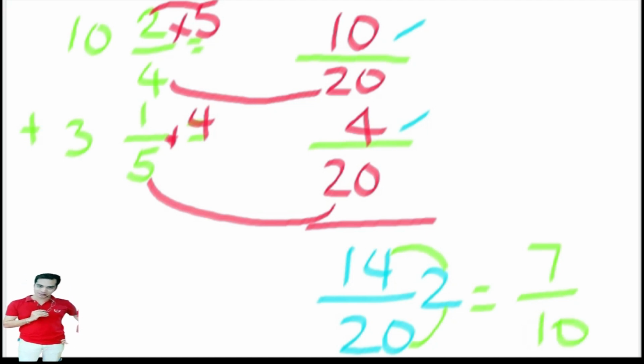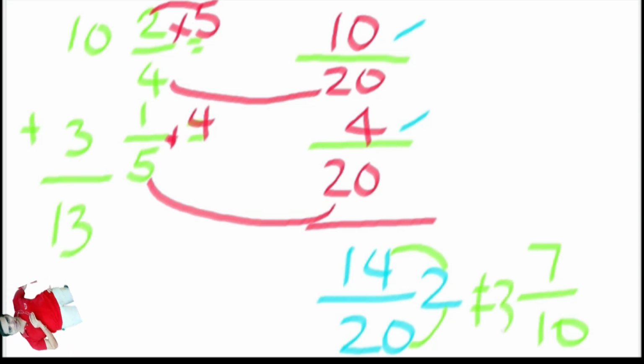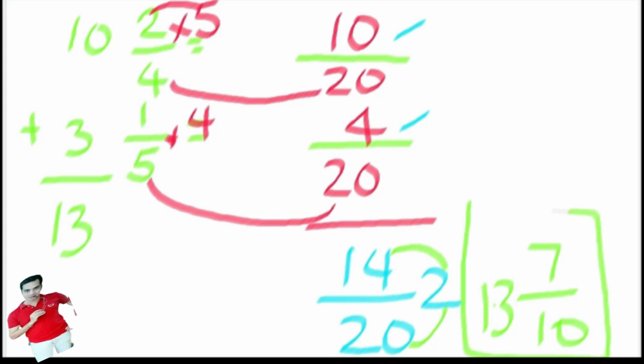Then add the whole number, 10 plus 3, the answer is 13. So isusulat po natin dito yung 13. So our answer is 13. Again, our answer is 13 and 7/10. So 10 2 fourth plus 3 in 1 fifth. The answer is 13 and 7 over 10.